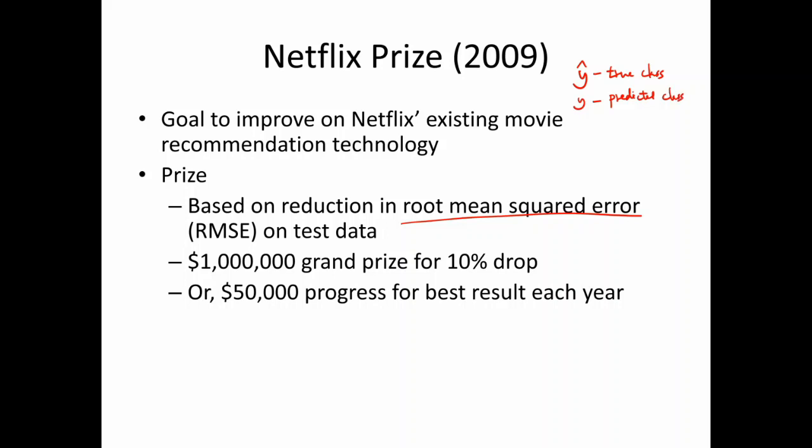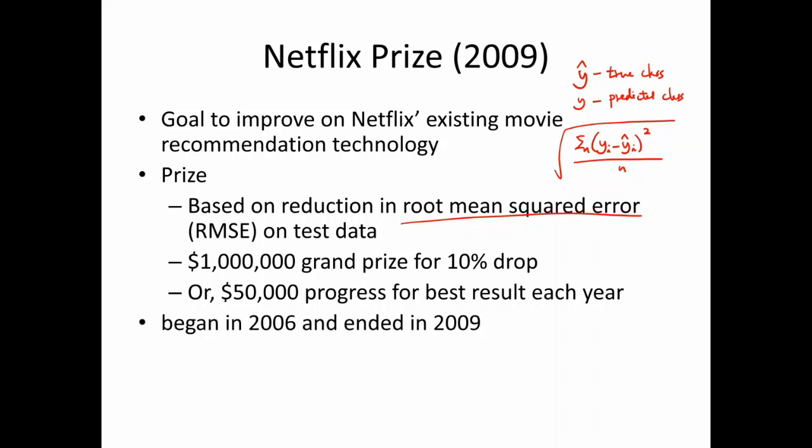Then the root mean squared error is, you compute the error by subtracting y hat from y, and you square it, and you take the mean, so you sum it over all n examples and divide it by n, and you take the root of it. This is root mean squared error. There was a $1 million grand prize for a 10% drop in root mean squared error, or $50,000 for the best performing model each year. And it began in 2006 and ended in 2009.